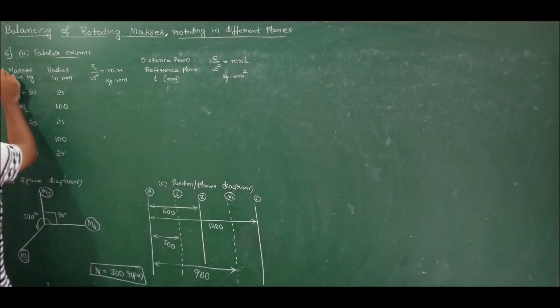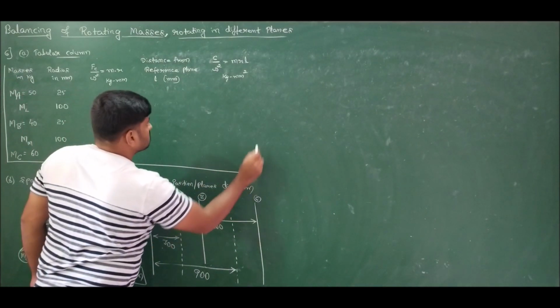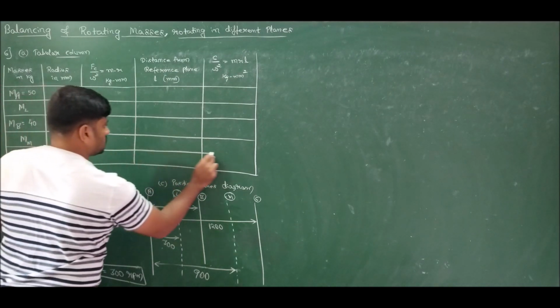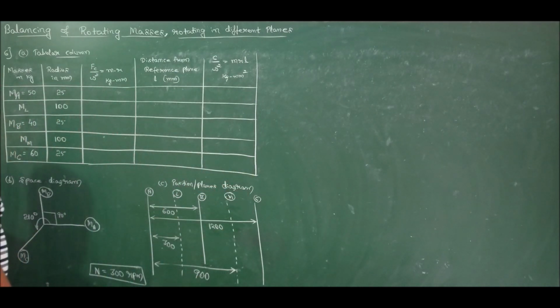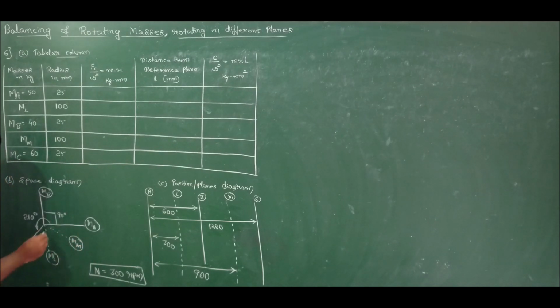Let me complete the tabular column. Now I want to find theta L and theta M. Let me keep them arbitrary for this moment. ML and MM are rotating somewhere, and I don't know these theta values. Let me calculate theta L and theta M.